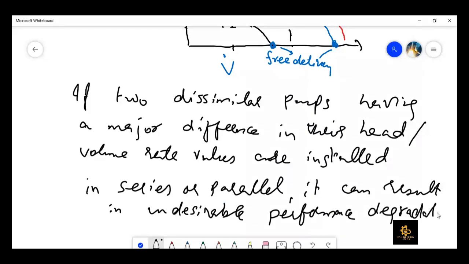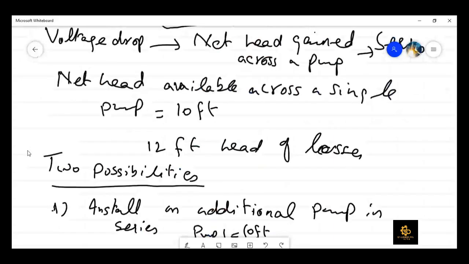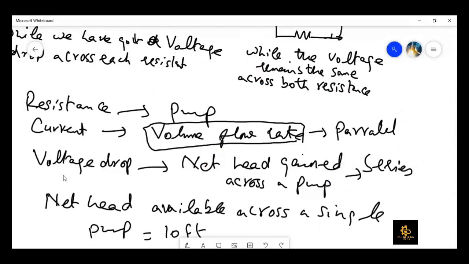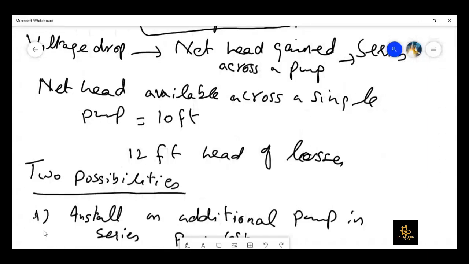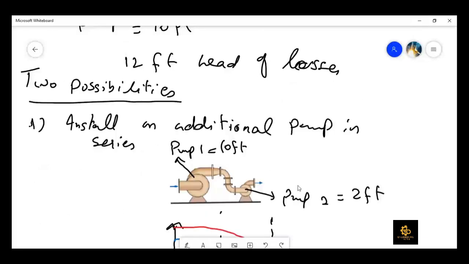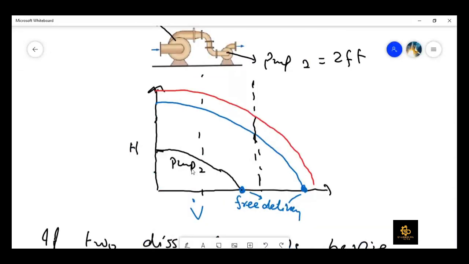Okay, so this was the first of the two choices which we discussed here. Because the problem was one pump was providing us 10 feet and we needed 12 feet. So the first choice we did was to put an additional pump with a net head of 2 feet. So it gave us some problem because if the volume flow rate is higher, then it wouldn't give us that 2 feet. Rather, it would increase the minor loss due to that component.